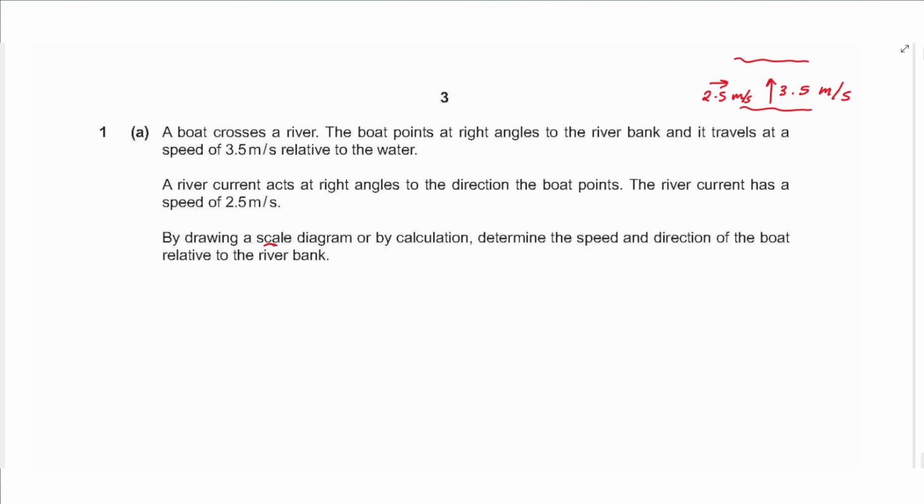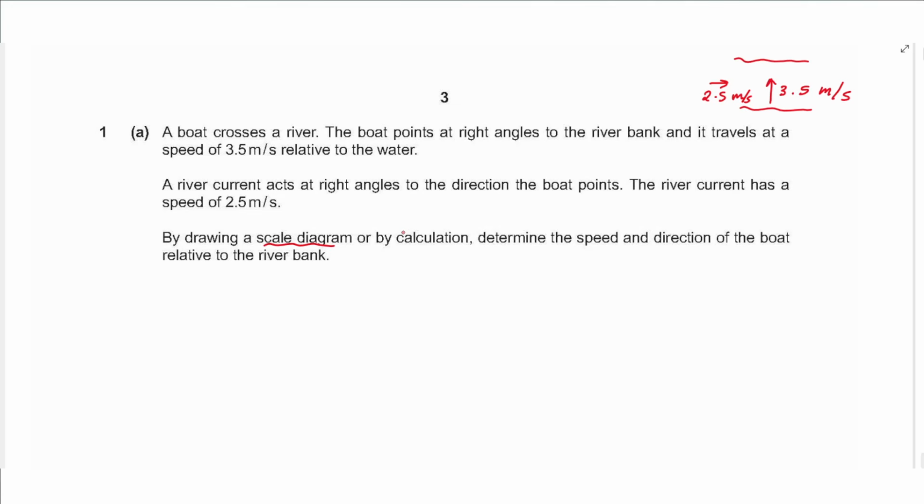By drawing a scale diagram or a vector diagram or by calculation, determine the speed and direction of the boat relative to the riverbank. Since most of you do not know how to calculate or create components for vectors, we will use a vector diagram, which is either using a head-to-tail method or a parallelogram method.